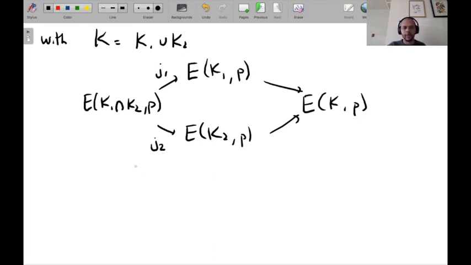And these are going to be useful enough that I'm going to give them a name. So J1 and J2 are the two inclusions, or two homomorphisms. These homomorphisms, even though it's an inclusion of complexes, the homomorphism is not necessarily injective.